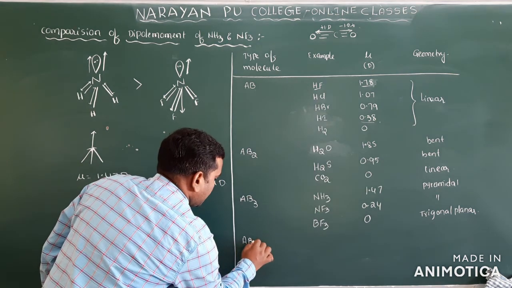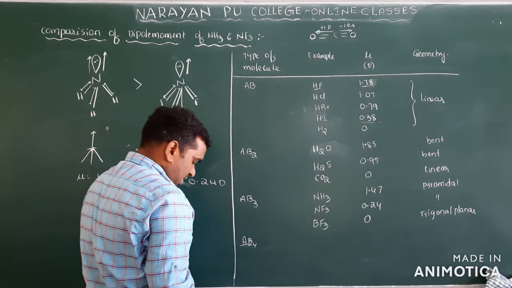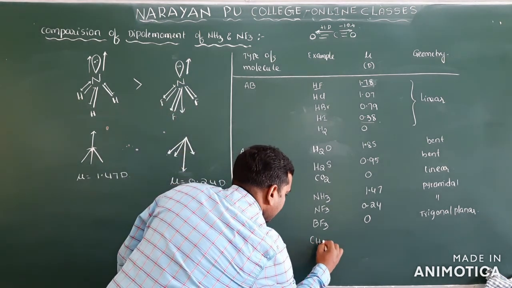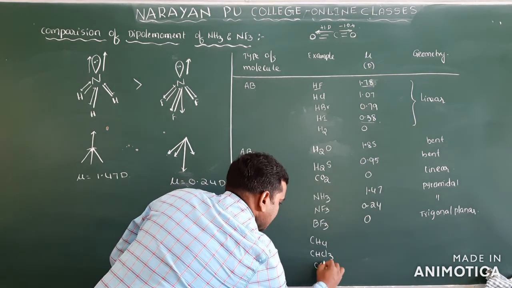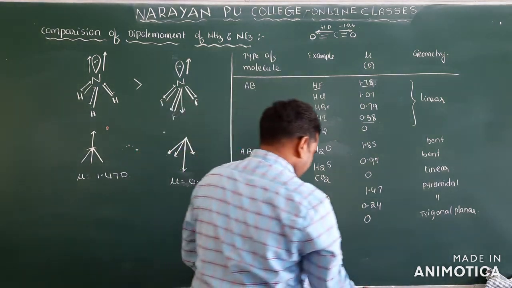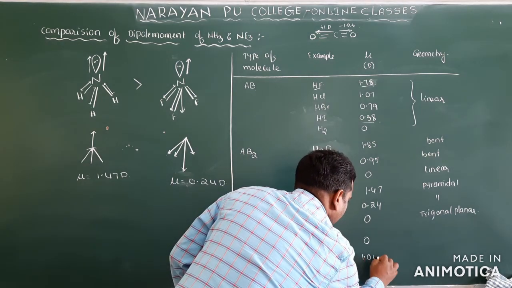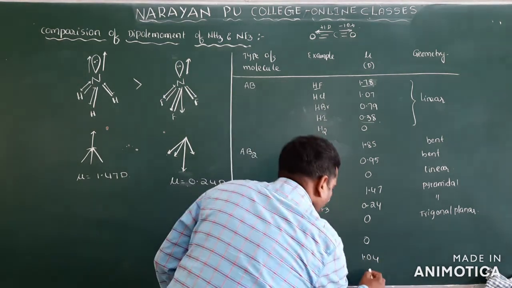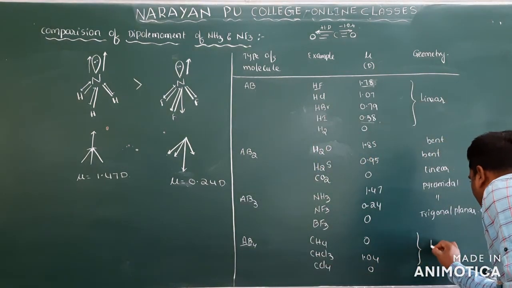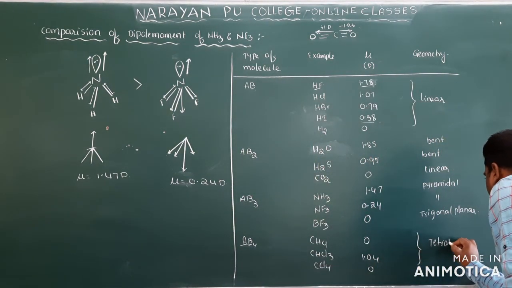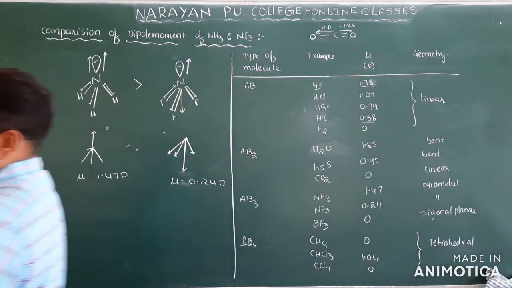What is the molecule? The central atom is A and the surrounding atoms are 4 B. How many are there? 4. So they have given here CH4, CHCl3, and the last one is CCl4. So what is the value here? CH4 will be 0, CCl4 will be 0, and CHCl3 will be 1.04. And here all are tetrahedral only. This is the table they have given in the answer textbook.